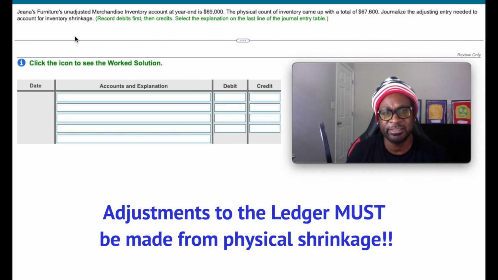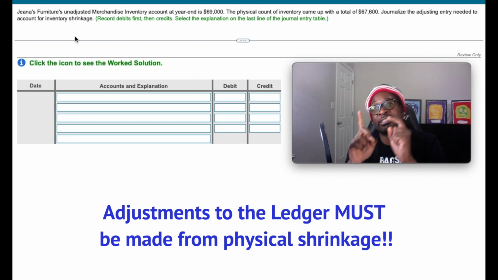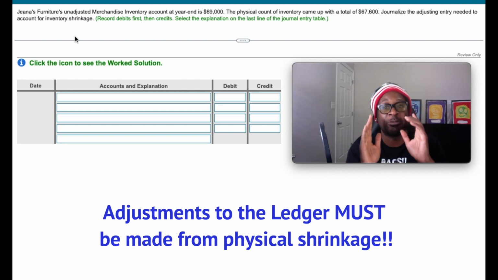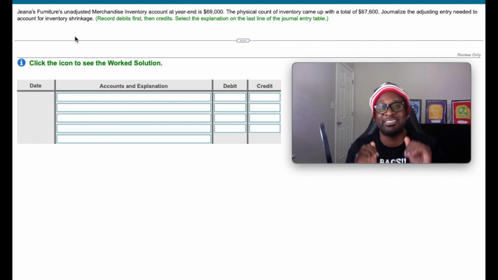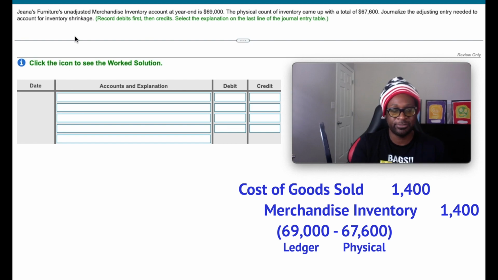So in this particular situation, we counted at the end of the period an amount that was shorter than what was actually on the books, which means that we need to adjust the books to the amount that we counted for. What amount? The $67,600. And since we already have $69,000 in inventory on the books, we need to reduce our inventory account by the difference. So if we subtract the $69,000 minus the $67,600, we're going to get the amount to account for, which is $1,400. So how do we adjust for it?